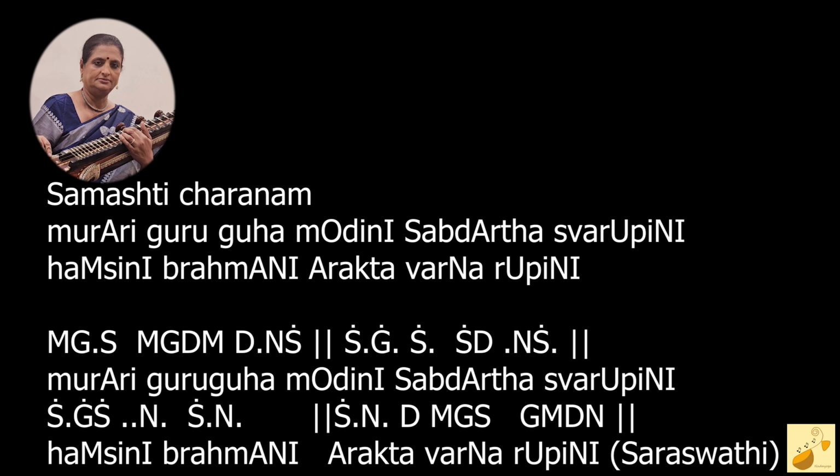So the split is sa ni da will be arakta. Varna will be magasa. That is one strike. Gama one strike. Dani is one strike for the Rupini. Arakta varna Rupini sa ni da magasa. Strike all three. Magasa is one strike. Gama one strike. Dani one strike. Rupini. And then you go to Saraswathi. I'll play this Samashti Charanam for you.